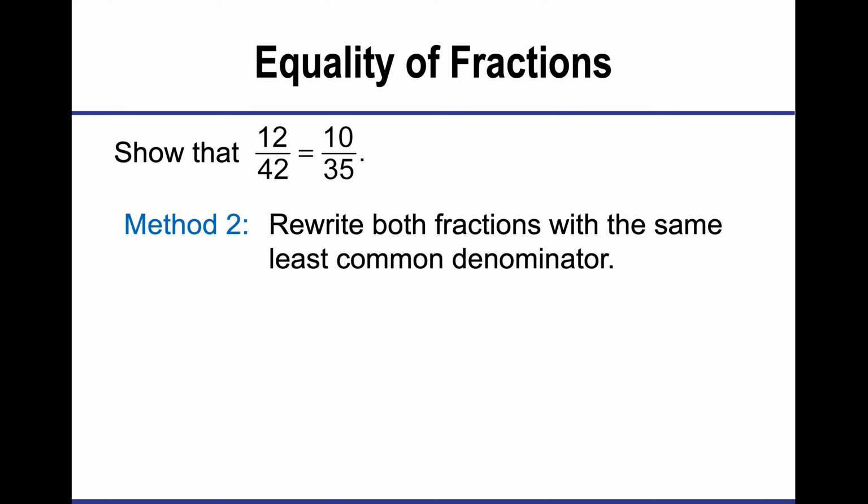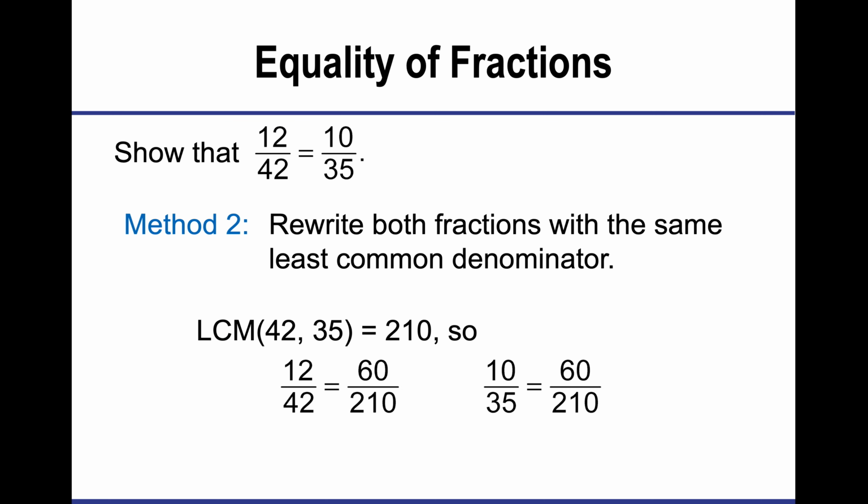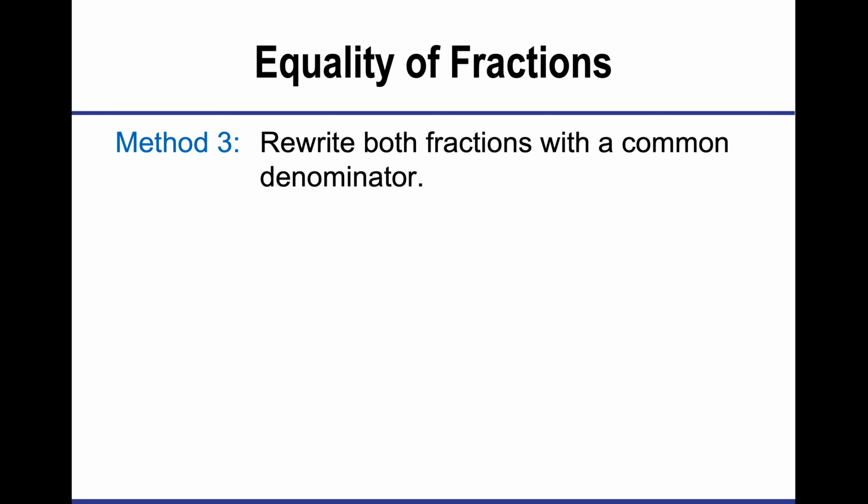Now in method 2, I could rewrite both fractions with the same least common denominator. So I'm taking a different approach. The least common denominator would be 210 for the factors of 42 and 35. And when I get that common denominator, remember what I have multiplied the bottom by, I have to multiply the top by. I get 60 over 210, and because those are equal, the fractions are equivalent.